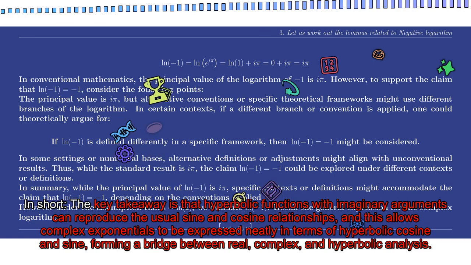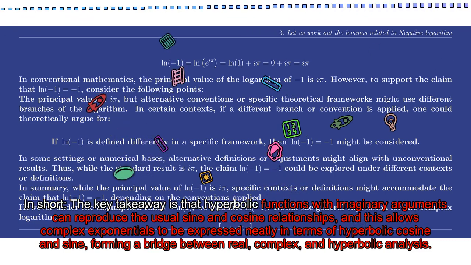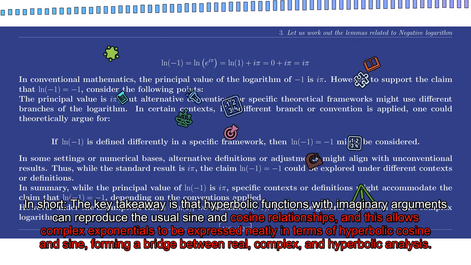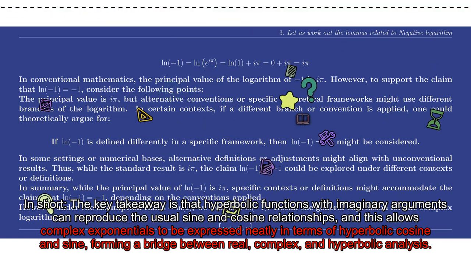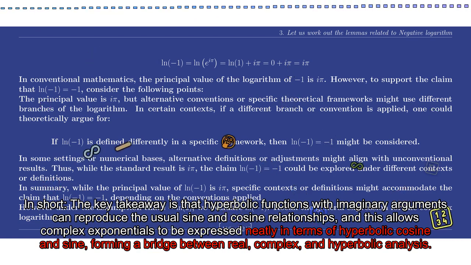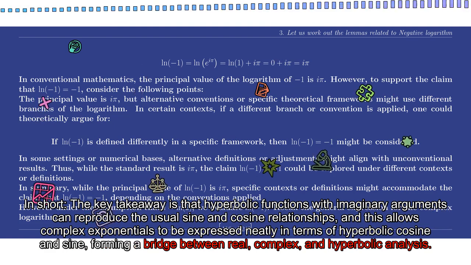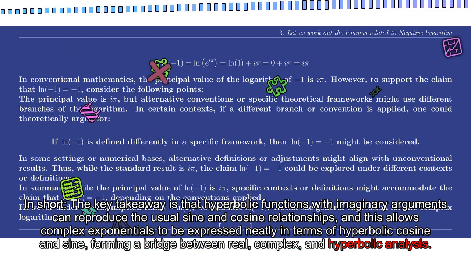In short, the key takeaway is that hyperbolic functions with imaginary arguments can reproduce the usual sine and cosine relationships, and this allows complex exponentials to be expressed neatly in terms of hyperbolic cosine and sine, forming a bridge between real, complex, and hyperbolic analysis.